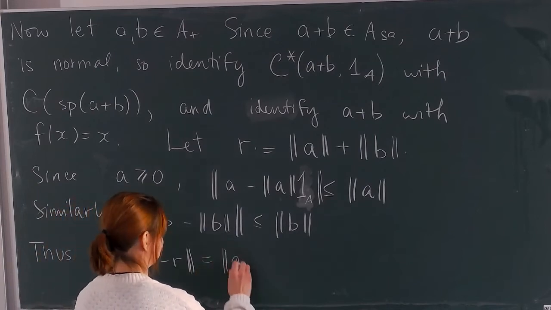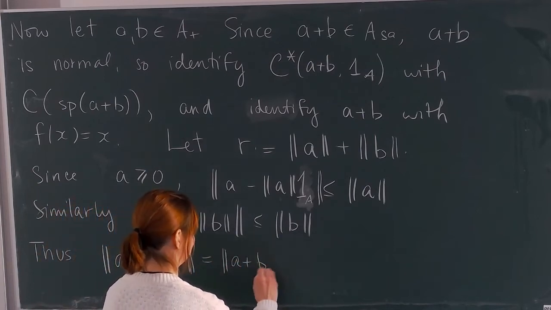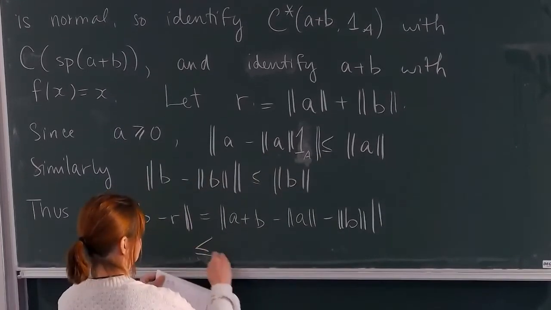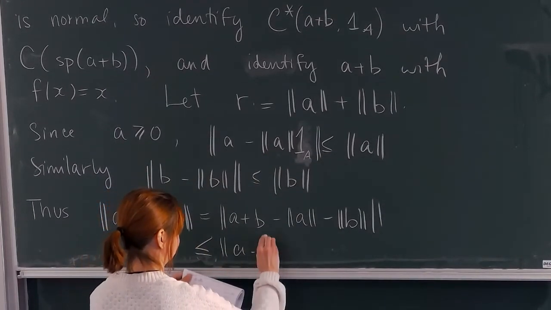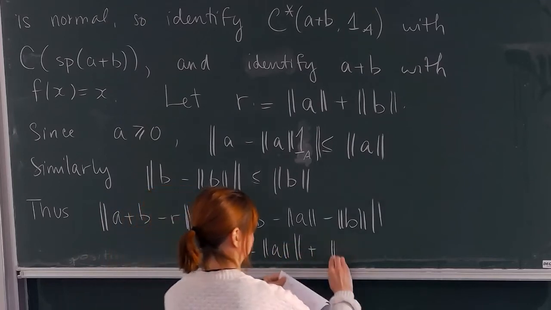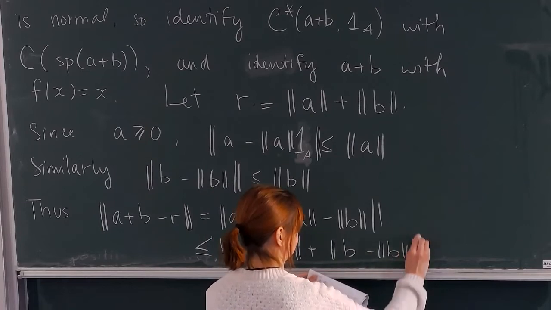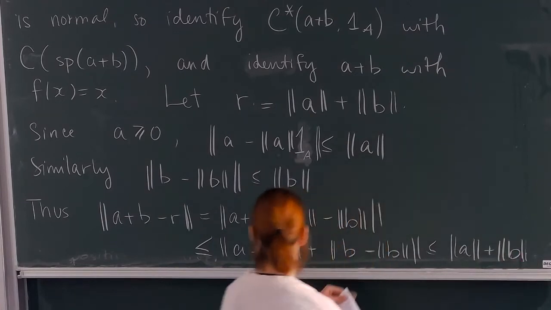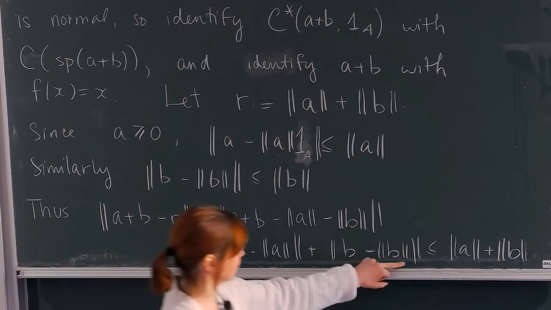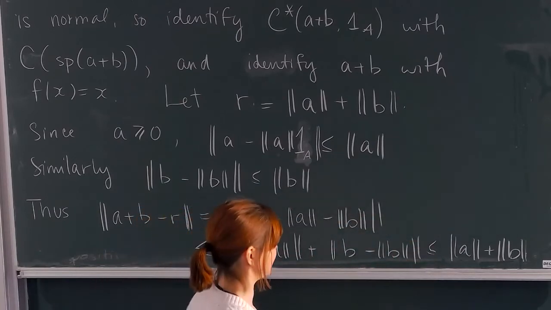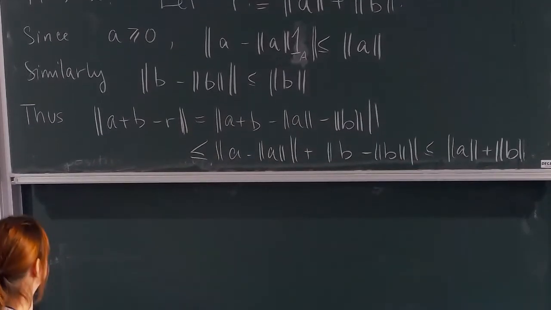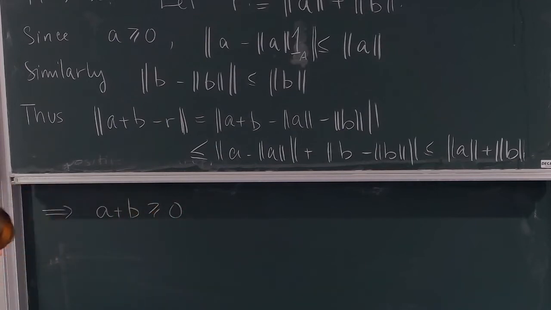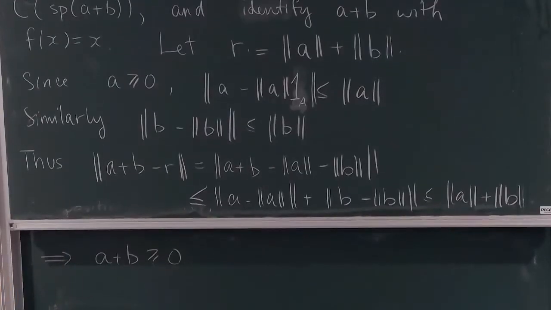And now we get to use the almighty triangle inequality. So just using the triangle inequality and putting in these observations, we get that this is indeed less than A plus B, which means that A plus B indeed is positive. So it remains to show that A plus is closed.